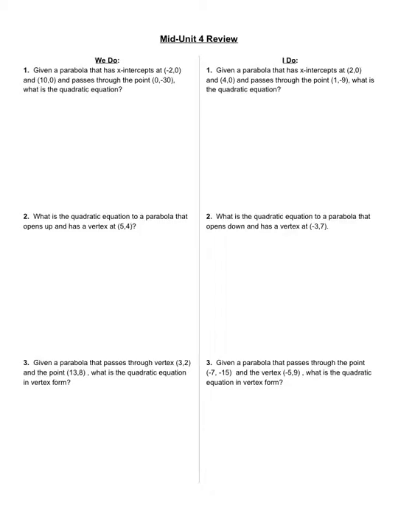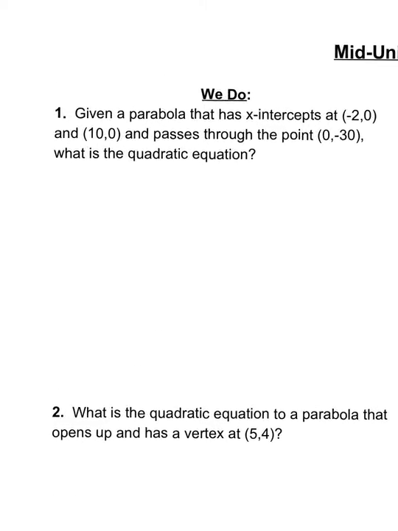I'm going to do everything on the we do side. You take care of everything on the I do side. Number 1, given a parabola that has x-intercepts at (-2, 0), (10, 0), and passes through the point (0, -30), what's the quadratic equation?